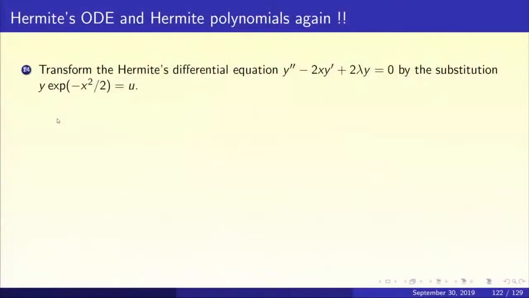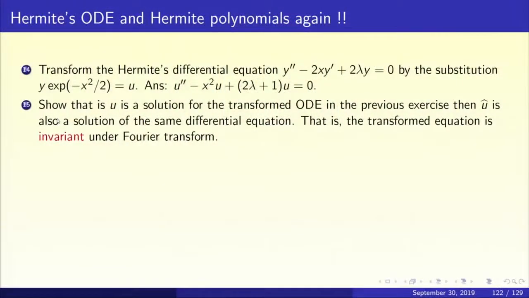So what is the Hermite differential equation? The Hermite differential equation is this ordinary differential equation: y double prime minus 2xy prime plus 2 lambda y equal to 0. It's a nice second order ODE. In your undergraduate courses, you have found series solutions of this Hermite differential equation, a nice generating function, and a nice recursion formula for the coefficients, and you solved the Hermite equation as a power series. So now let us transform the Hermite equation by a simple substitution, namely y equal to u e to the power x squared by 2.